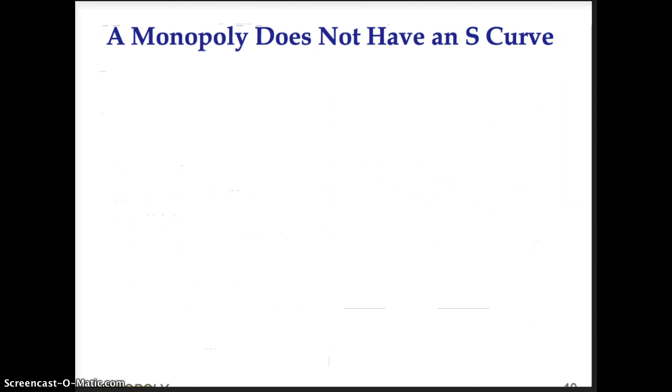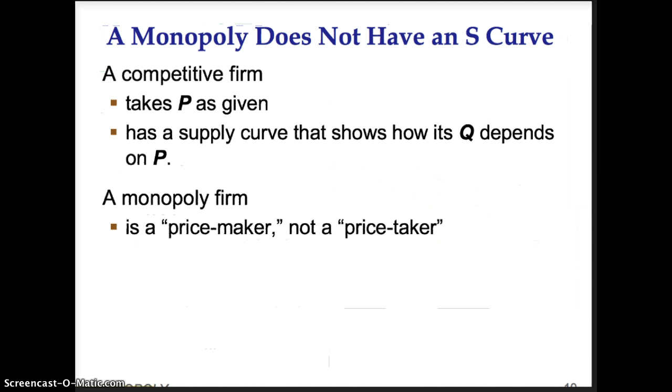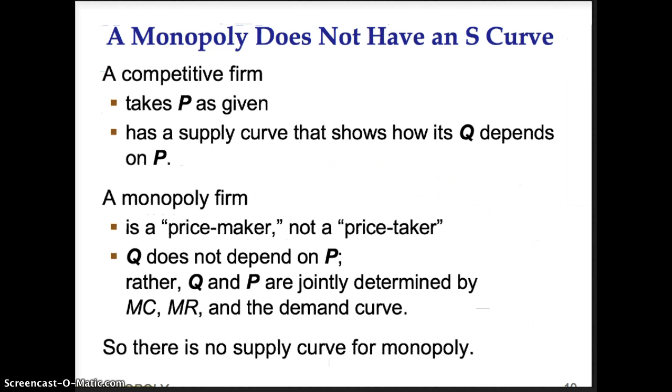The monopoly firm does not have a supply curve. A competitive firm takes price as given and has a supply curve that shows how its quantity depends on the price. A monopolist is a price maker and not a price taker. The quantity produced does not depend on the price in the market. Rather, quantity and price are jointly determined by marginal cost, marginal revenue, and the demand curve. Therefore, there is no supply curve for the monopoly firm.